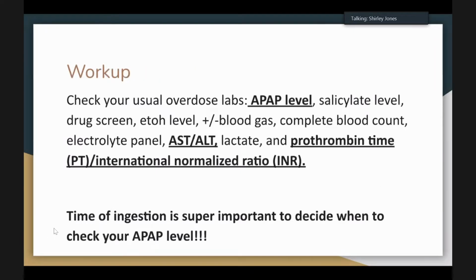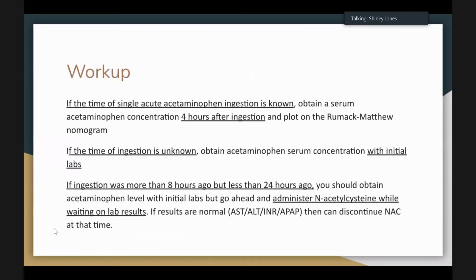So your workup, you're going to do your usual overdose labs, but really make sure you get a Tylenol level, AST, ALT, and PT-INR. The time of ingestion is super important to decide when to check your Tylenol level. So you have a patient come into the emergency department. They tell you they took Tylenol. You ask them, what time did you take it?